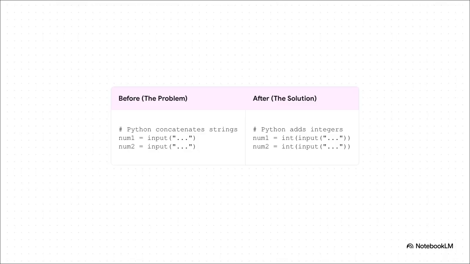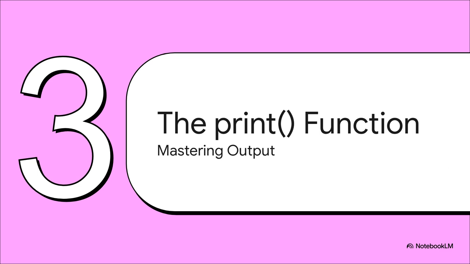And here it is. This is that aha moment. Just look at the code on the right. See how we've wrapped our input function inside the int function. It's like we built a little assembly line. Input grabs the text 10, but then int immediately transforms it into the number 10 before it gets stored in our variable. Now, when Python sees the plus sign, it knows to do proper math. Problem solved. Awesome. So now we can get the right answer.